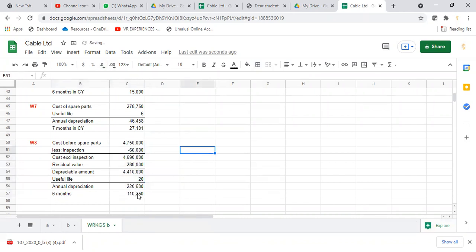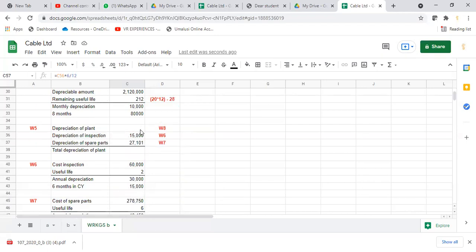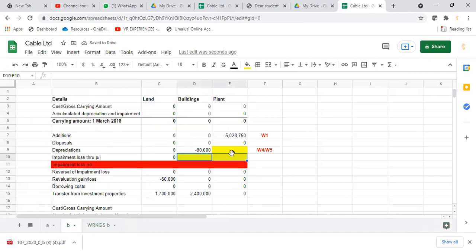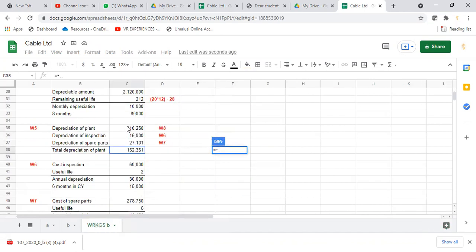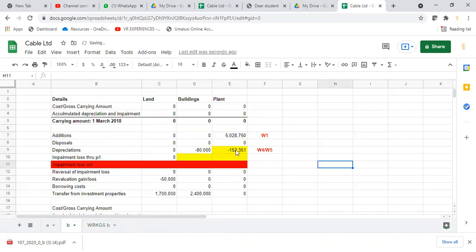Okay, so now we can take that, and this is C57. So if I go over here, I'm going to say equal C57. So now I can go plug that in. Depreciation is negative, so I'm going to say equal negative 152,351. Okay, so there we go.